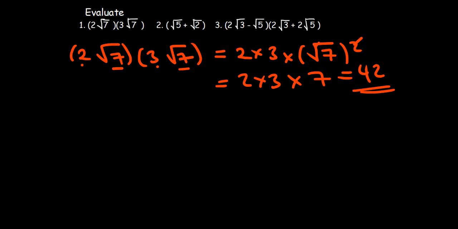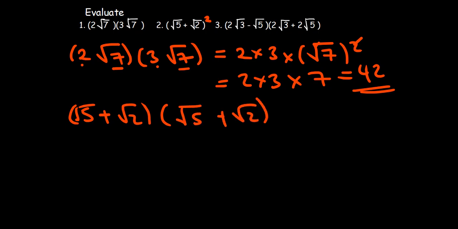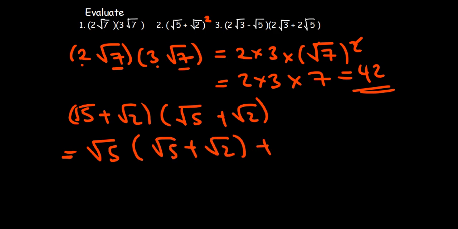Now let's do the following question. This question needed to have a squared here. So how are we going to do that? That means that root of 5 plus root of 2 is multiplying by itself: root of 5 plus root of 2, times root of 5 plus root of 2. So we will multiply root of 5 by root of 5 plus root of 2, then plus root of 2 multiplied by root of 5 plus square root of 2.